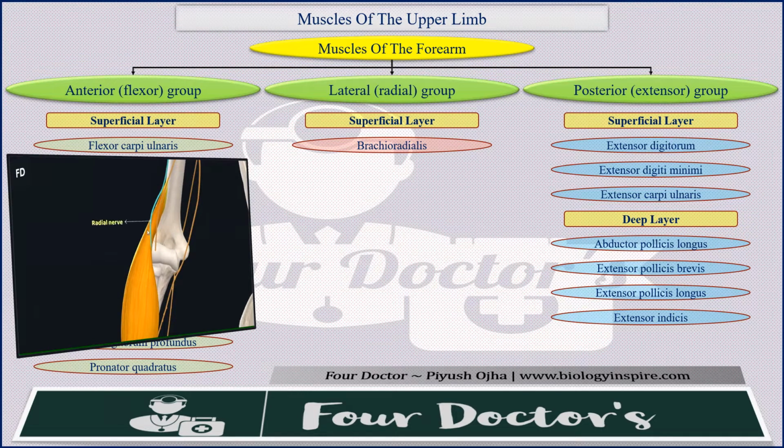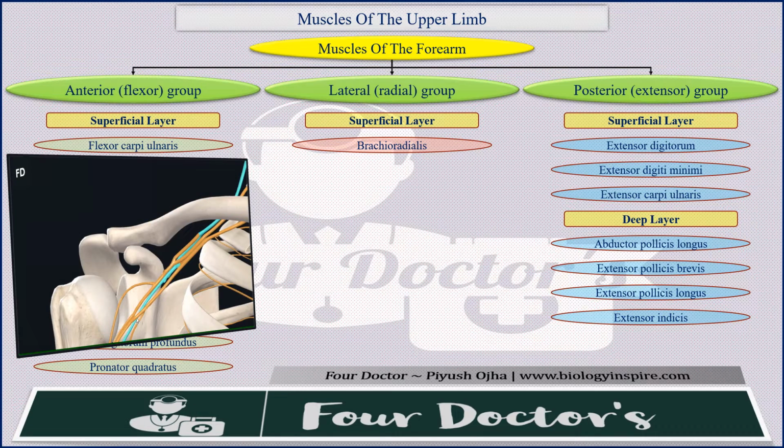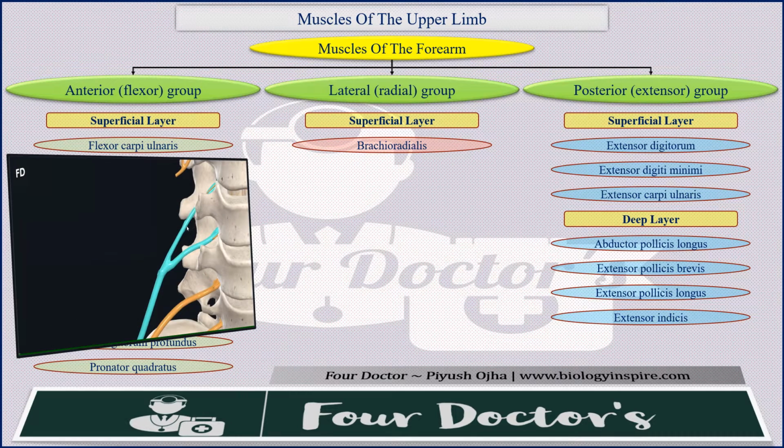The radial nerve runs deep to the brachioradialis muscle when it enters the forearm, and here it gives off branches to this muscle. If we look at the origin of the radial nerve, this nerve has its origin from the posterior cord of the brachial plexus. And this nerve has its nerve fibers from the anterior rami of the 5th and 6th cervical spinal nerve roots.